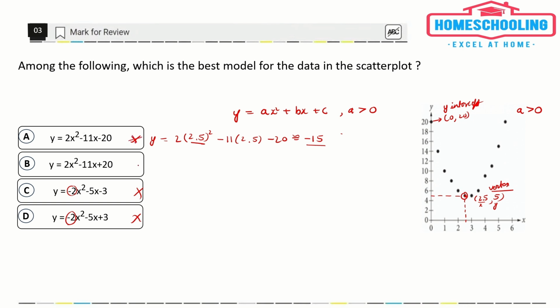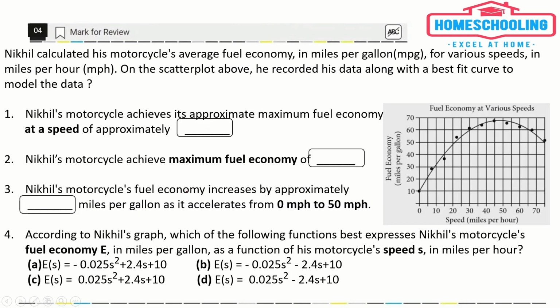So ultimately option B would be your correct answer. Let's check it. y is equal to 2 into x square, so 2 times 2.5 square minus 11 into x, that is 2.5, plus 20. So this one would be 5. When we put the x value as 2.5, we get y as positive 5. Hence option B is your correct answer. Now let's move on to the next question.